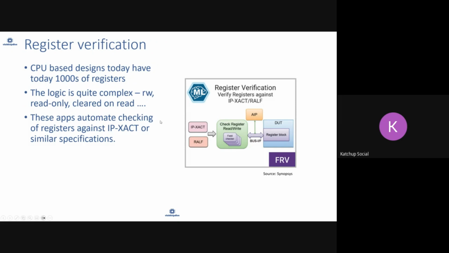You have register verification. Your CPU designs have thousands of registers. This logic is very complex. Some can be read-only registers, some can be read-write registers. There can be registers which are cleared on read. Again, for register verification, a formal app will automate checking of these registers against an IP-XACT or similar specification.